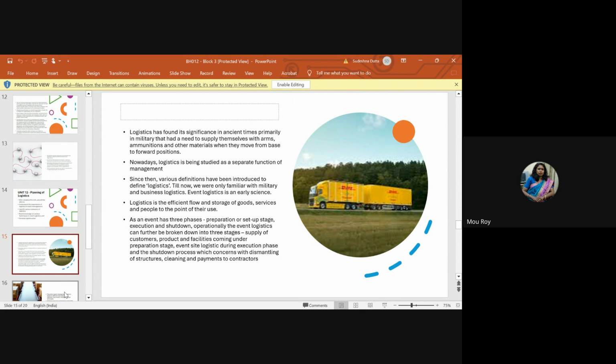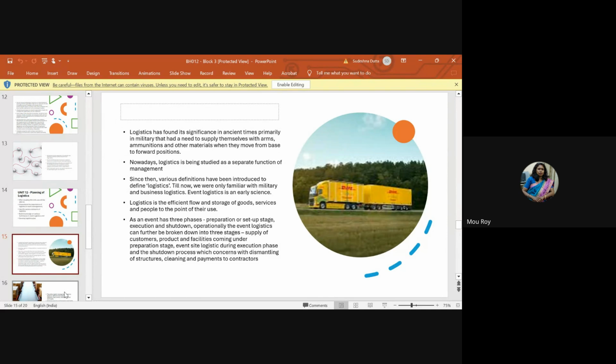which needs to supply themselves with. When we talk about logistics, we know about the army, military, usually they have supplying of arms, ammunition and other materials when they move from base to forward positions. But nowadays, logistics is being studied as a separate function of management. There is a logistics subject. You have to study about logistics also. Since then, various definitions have been introduced to define logistics.